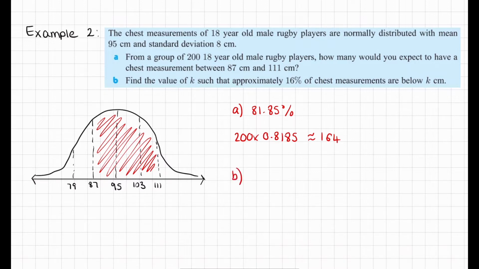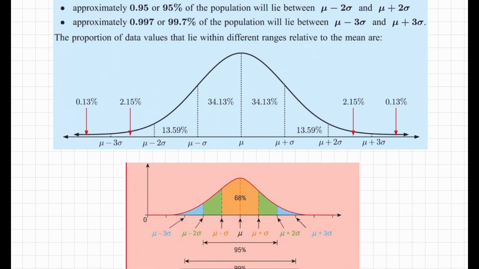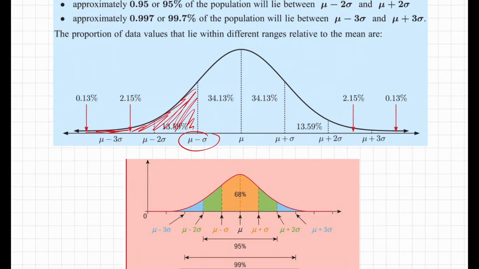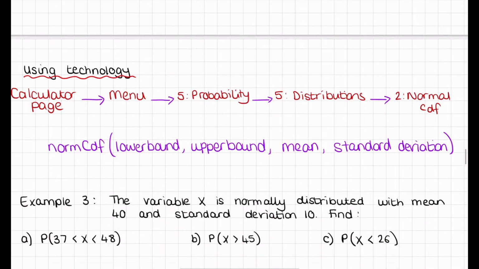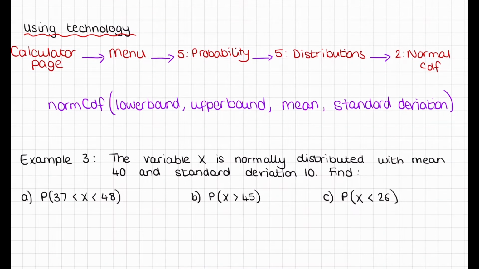Part B, find the value of K such that approximately 16% of measurements are below K. Now if we go back up to our diagram, 16% below K, so if we looked at what we have here, 16% represents everything below this point here if you were to add those percentages together. So our K is going to be this part of our diagram, which is the 87. K would equal 87.